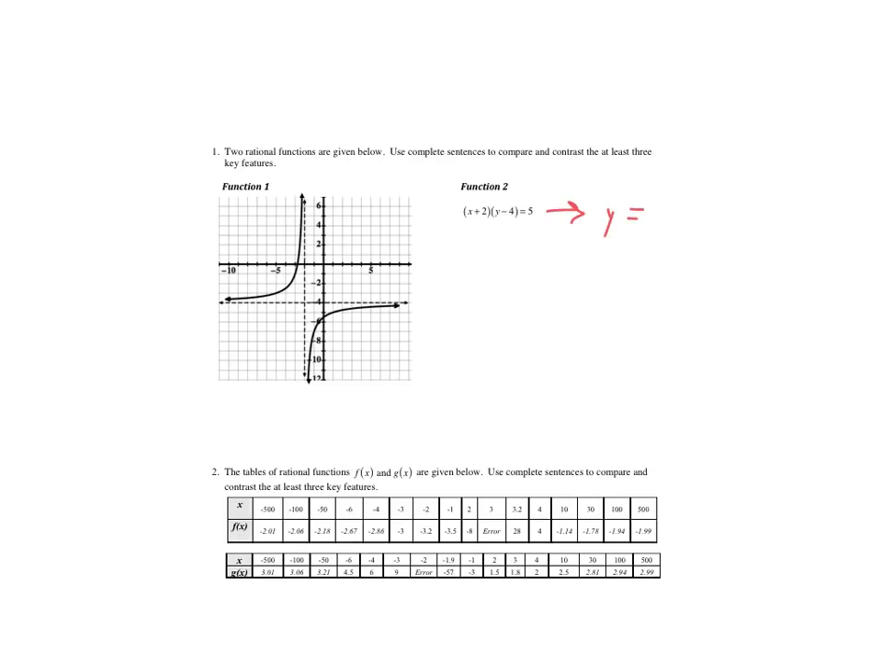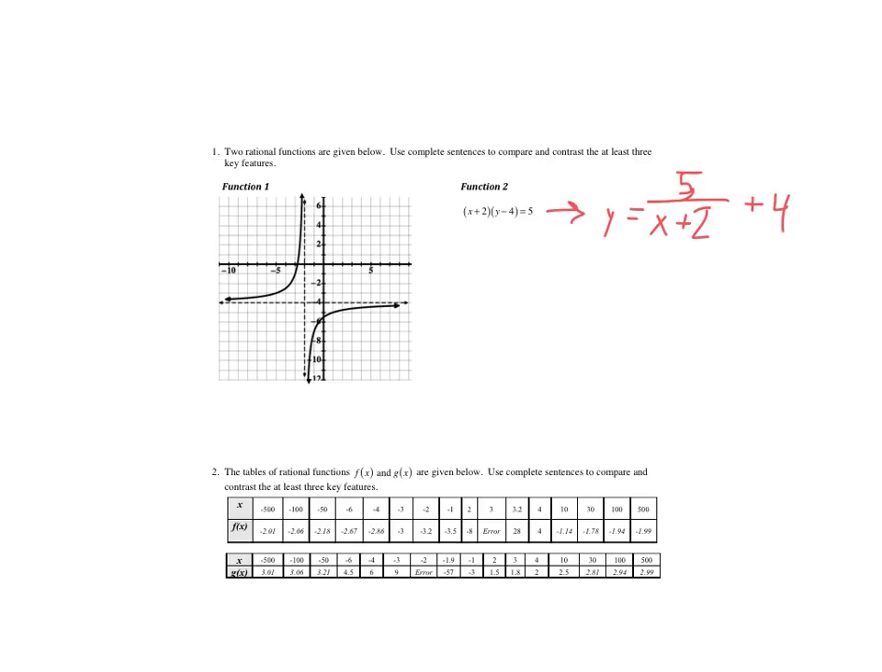Y equals 5 over x plus 2 plus 4. That's the correct form of that. So don't worry about that. Not going to have you worry about that. But then from these two graphs, let's compare.